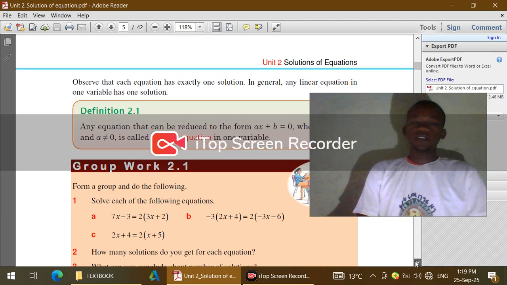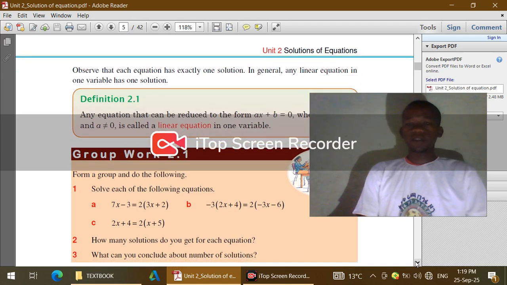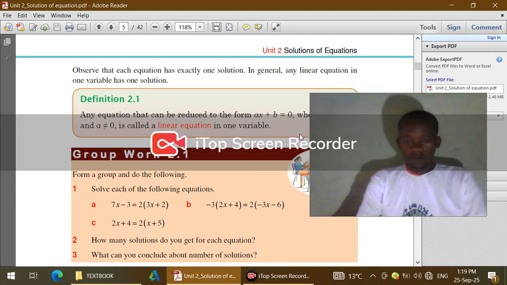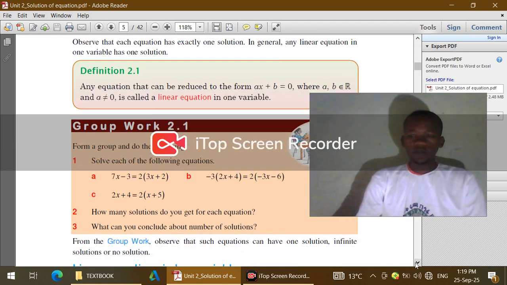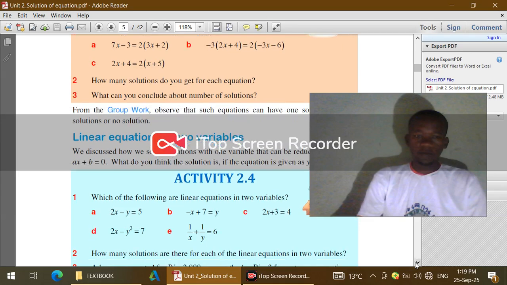Any equation that can be reduced to the form ax plus b is equal to 0 is called a linear equation. Linear equation is the equation which has the form ax plus b is equal to 0. Here the variable is 1, but when you see the variables are 2, it means the unknowns are 2. A linear equation with two variables is also solved by using different techniques.